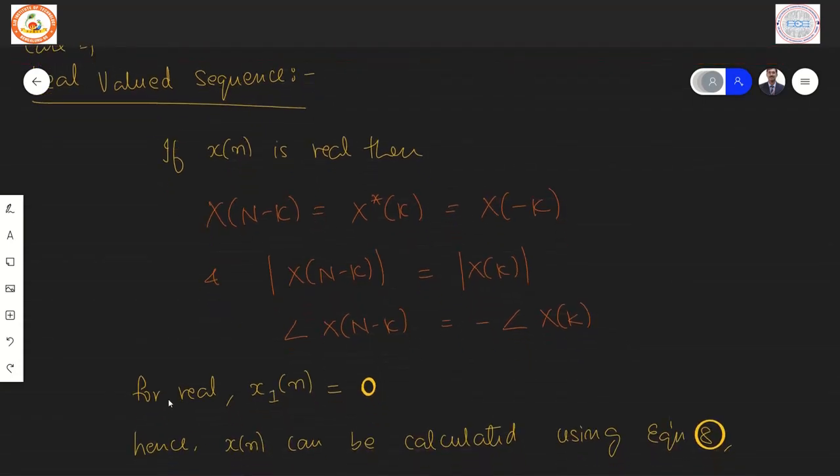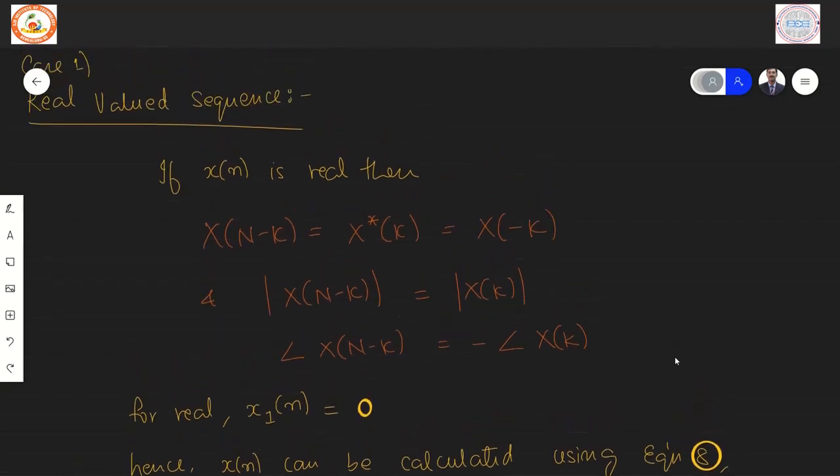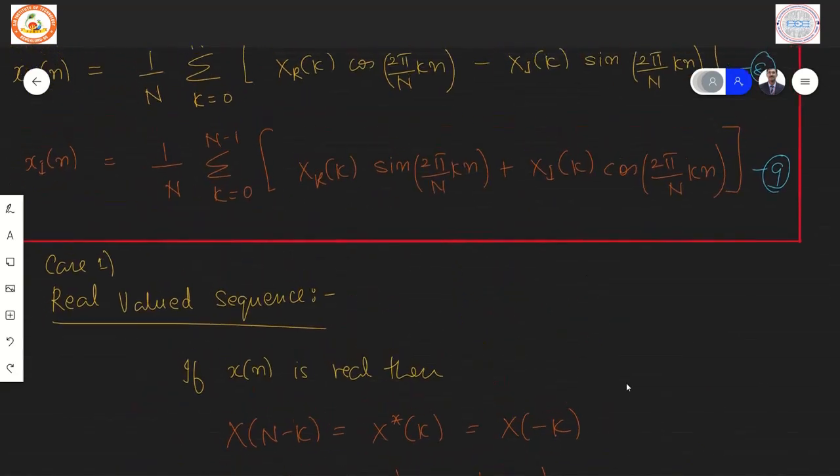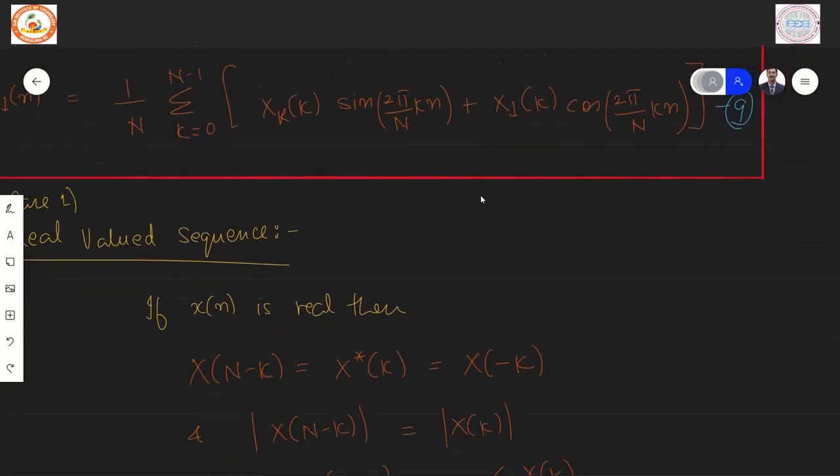Now since the value of the input is real, the imaginary part automatically becomes 0, and therefore x of n can be calculated simply on the basis of equation 8. So in equation 9, the entire term is equal to 0, hence xr of n is sufficient to depict the signal called x of n.